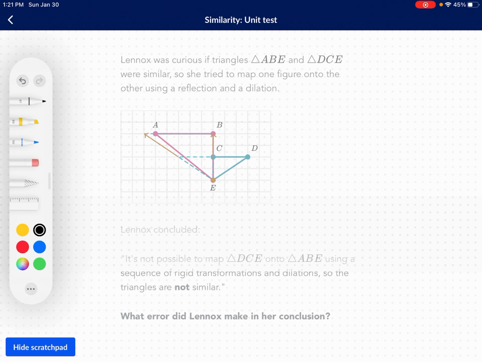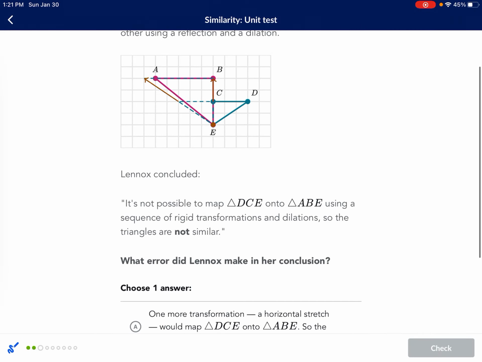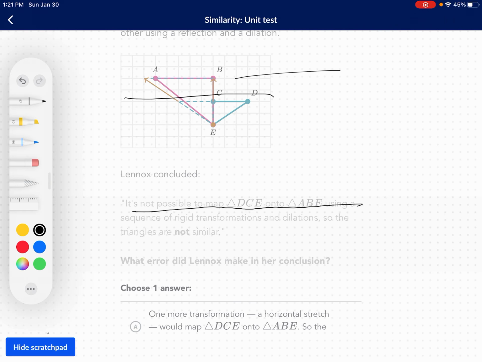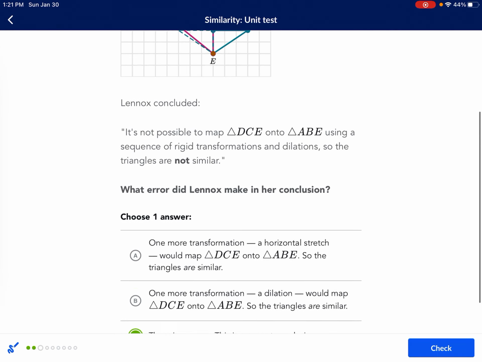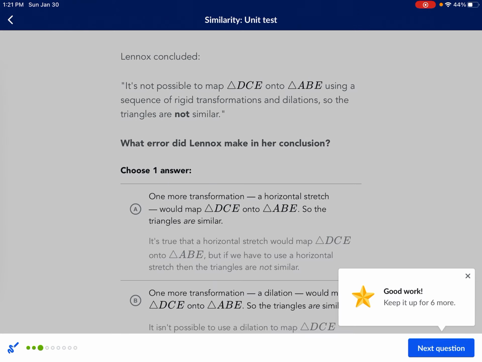Okay, similar, so you can map one figure onto the other using reflection and dilation. It's not possible to map one onto the other using a sequence of rigid transformations and dilation. So yeah, he's correct, because that's the exact definition.